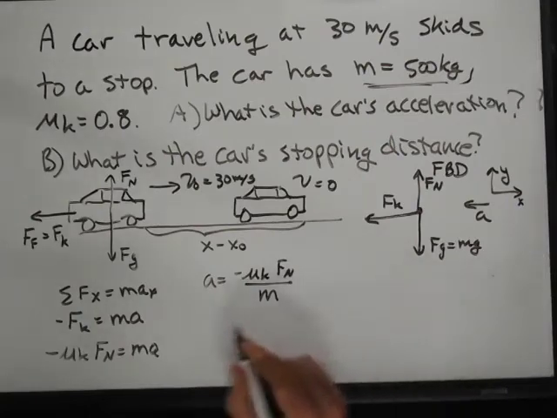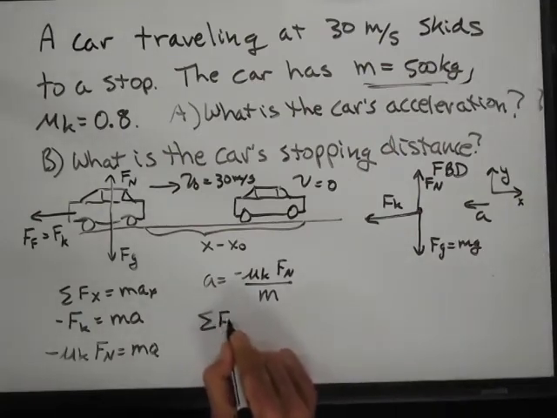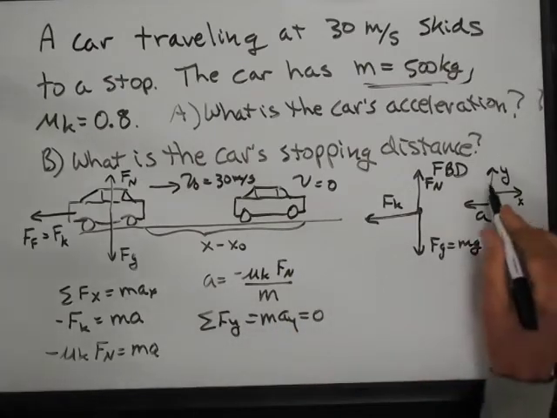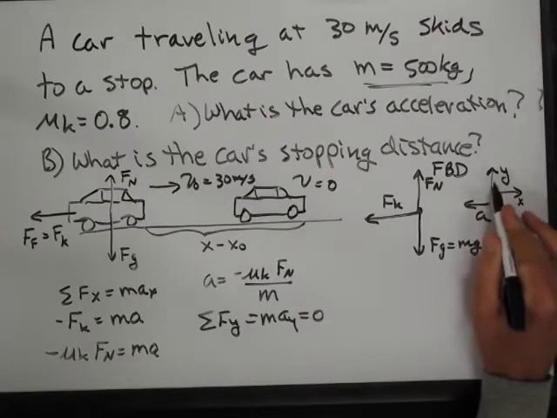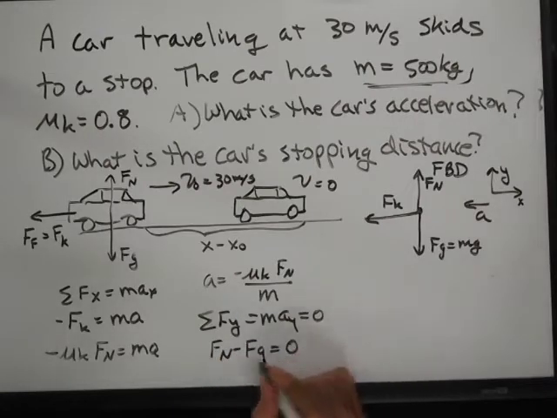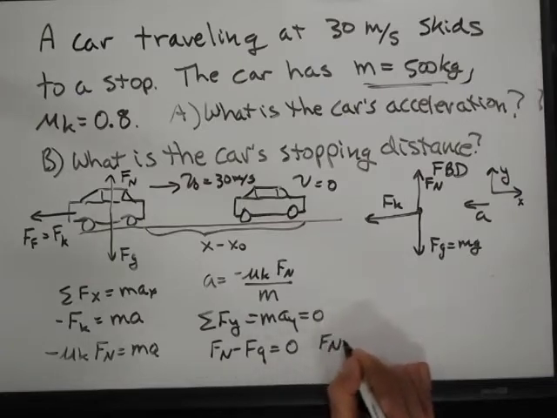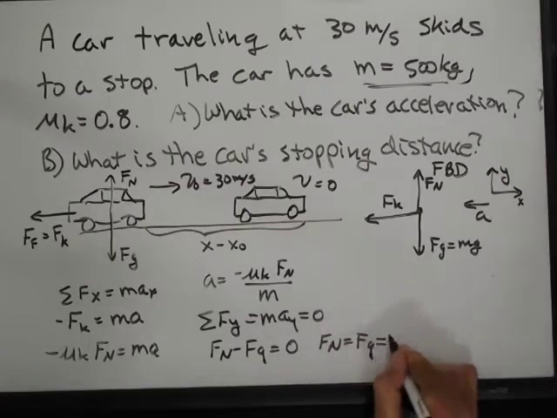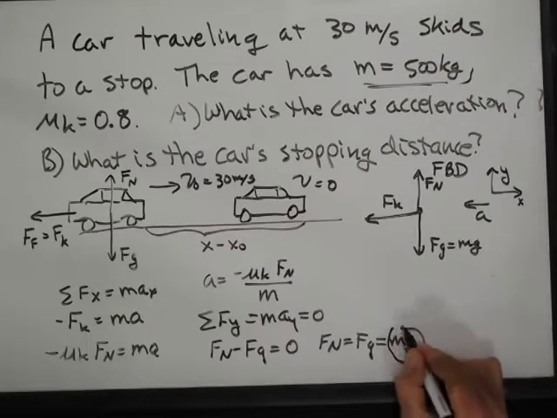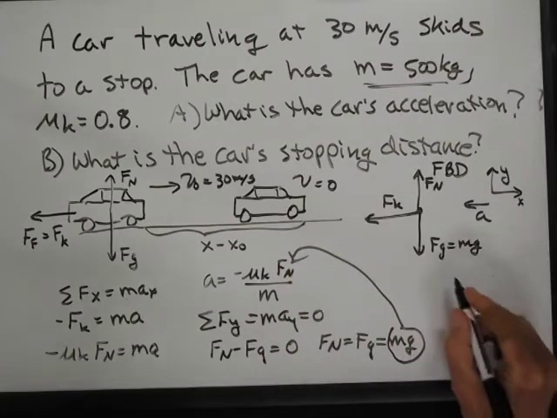We don't know the normal force yet. Well, to get that, we do the sum of the forces in the y direction equals ma sub y, but that one's 0. Once again, we chose our axes so that the acceleration is along one direction and there's no acceleration along the other. And that says that the normal force minus the force of gravity is equal to 0, or the normal force is equal to the force of gravity, which is equal to mg. You might be inclined to plug in at this point. Please don't.